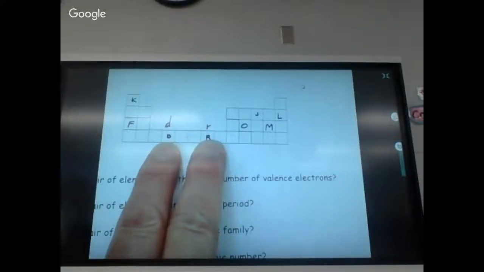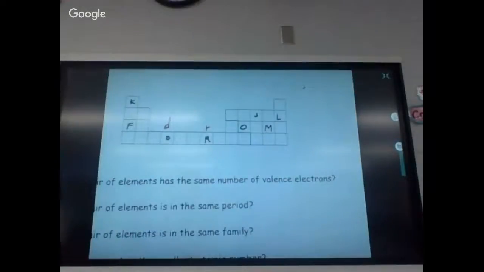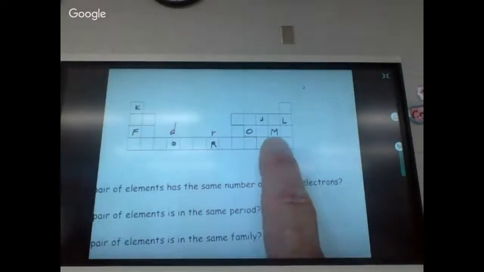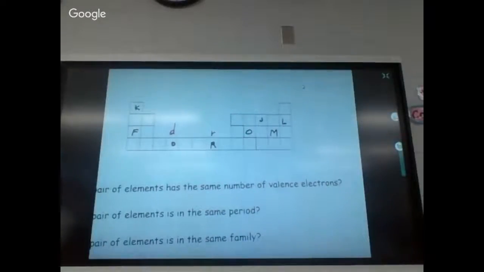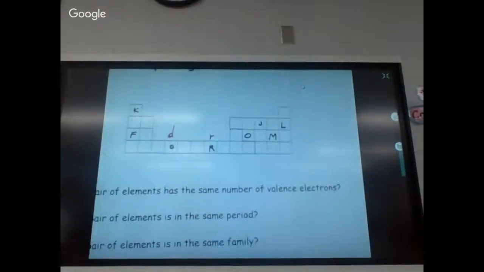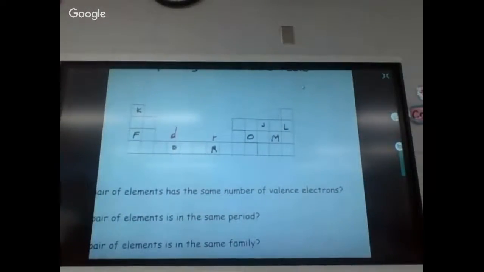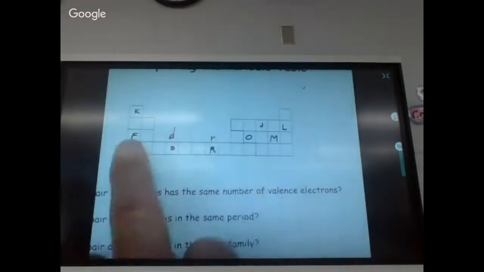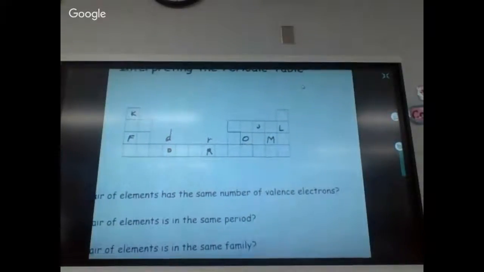Can somebody give me a different answer? Oh, F, O, and M. Okay. F, O, and M are correct. Yes. John. J and L are correct. Yes. Did anybody give me a different answer? Okay. I didn't know if somebody just said O and M or F and O or something like that, and that would also be correct. All right.